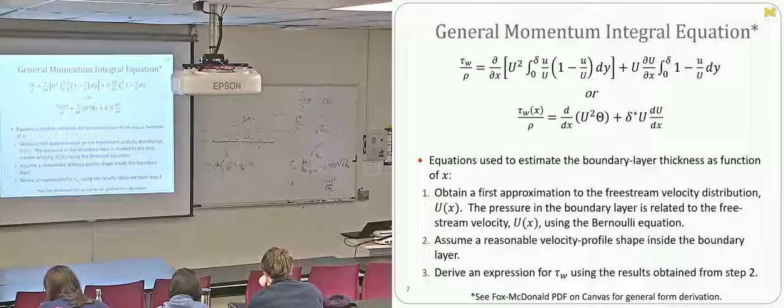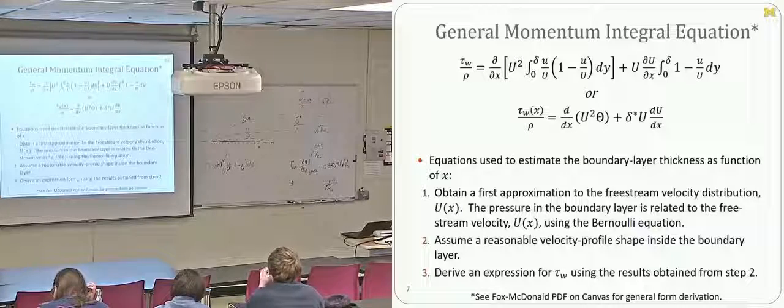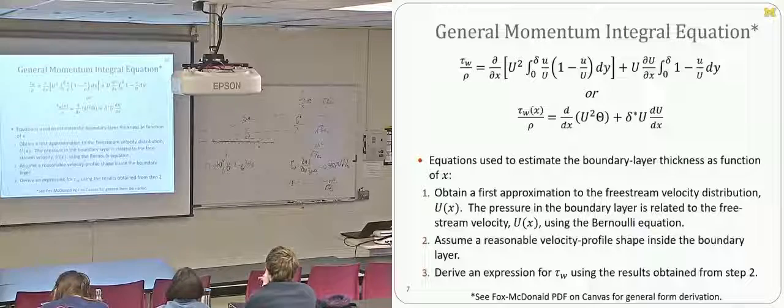And the implication here is that if we have some pressure outside here, the pressure is the same on the surface. In other words, the pressure outside the boundary layer is transmitted directly across the boundary layer and is equal to the pressure on the surface.